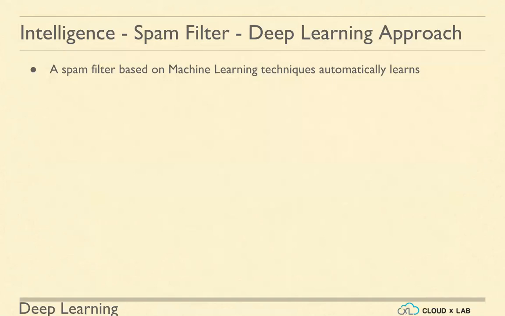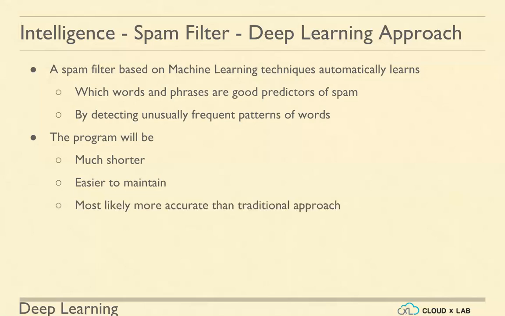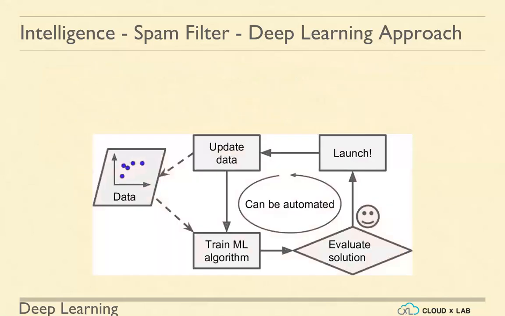or not spam. So a spam filter based on machine learning techniques automatically learns which words and phrases are good predictors of spam by detecting unusually frequent patterns of words, and the program will be much shorter, easier to maintain, and most likely more accurate than the traditional approaches.